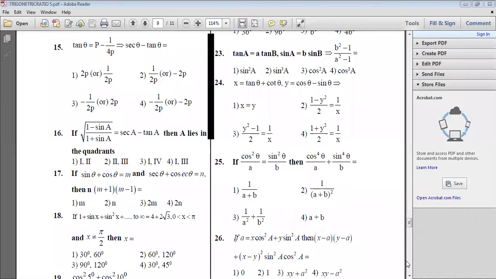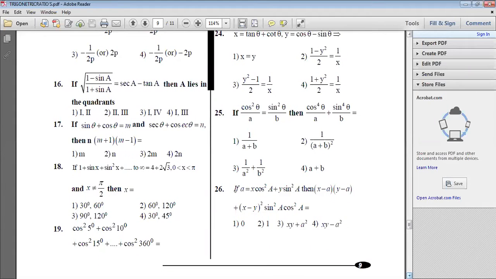Then look at the problem number 25. Observe this problem. Cos square theta upon A is equal to sin square theta upon B. Then what is the value of cos power 4 theta upon A plus sin power 4 theta upon B is equal to how much? The first option is correct.